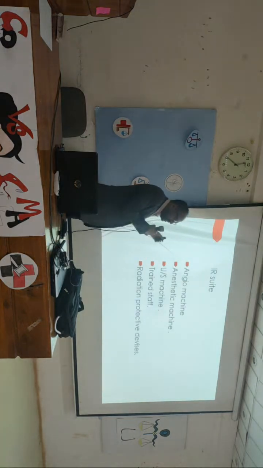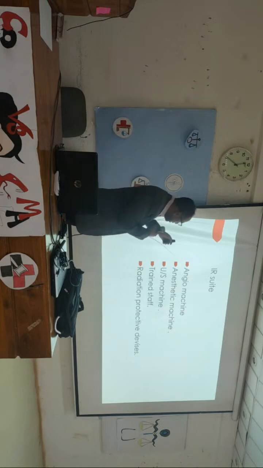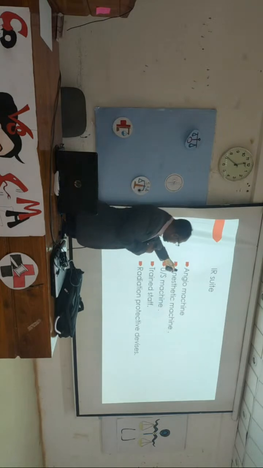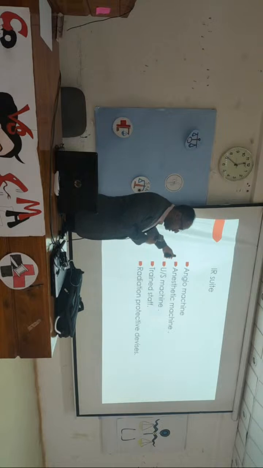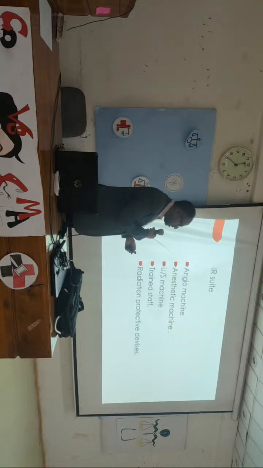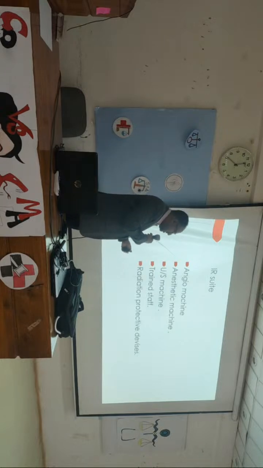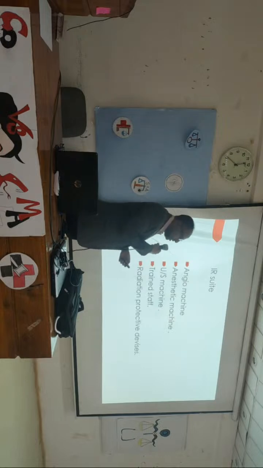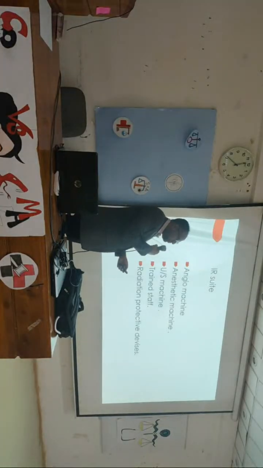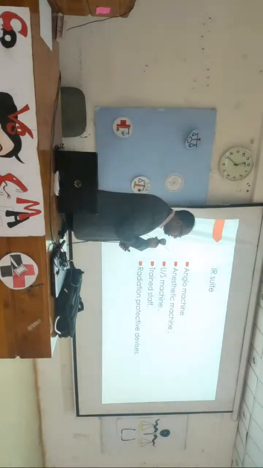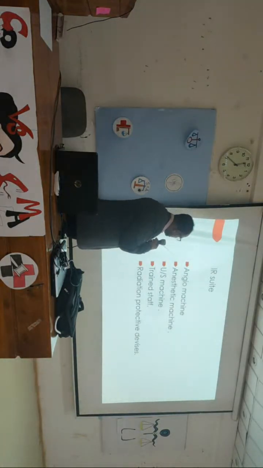And this is the ideal interventional radiology suite. We need inside a very advanced angio machine, and an anesthetic machine should be there, ultrasound, trained staff, radiation protection devices. As we know, the cath lab and angio machine give harmful radiation to the staff working inside.